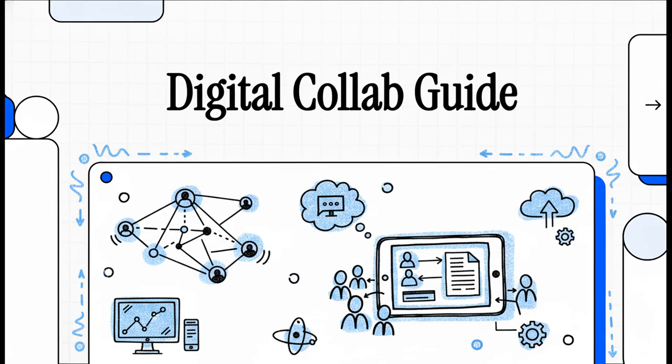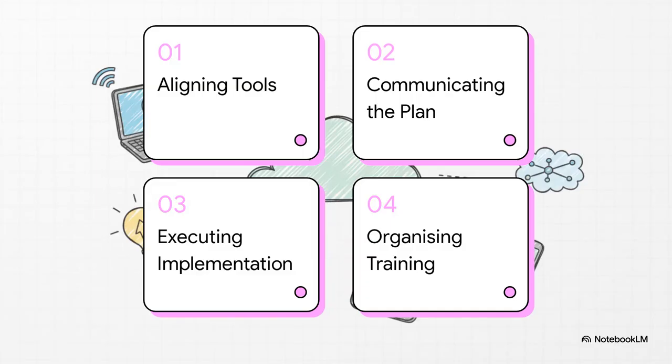This briefing provides a strategic guide to workplace digital collaboration. We will detail a practical, four-phase framework for implementing technology to enhance team effectiveness, based directly on the provided source material. Our analysis will proceed through four distinct phases.